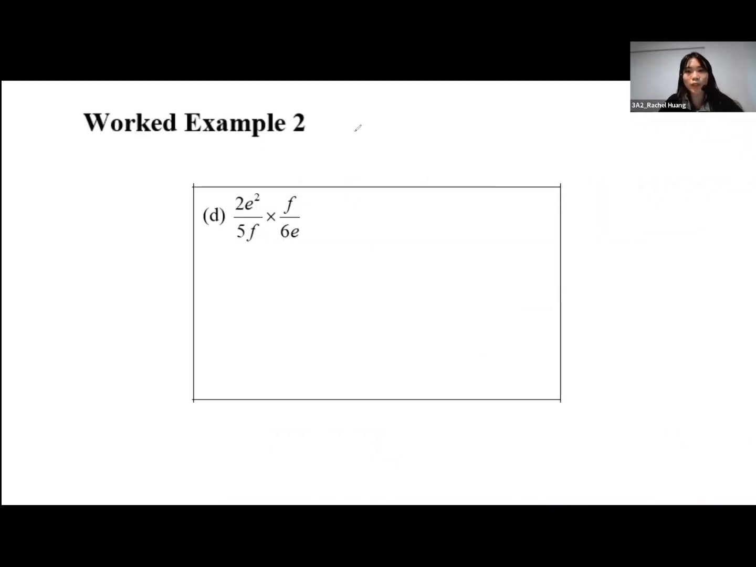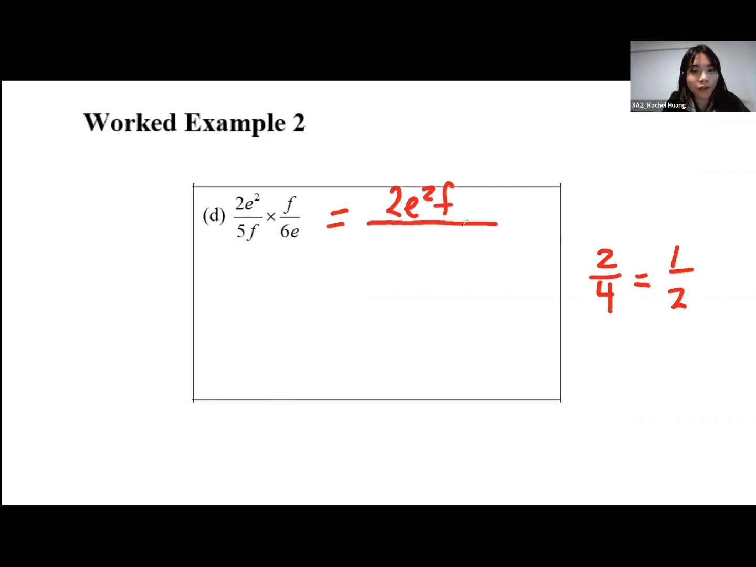Now, sometimes when you multiply algebraic fractions, you realize that it is not in the simplest form. Remember, fractions have simplest fractions. Just like 2 out of 4 is not the simplest fraction, it is actually 1 out of 2 that is the simplest form. So if we multiply everything together, like what we have learned, 2e squared f over 5 times 6 gives me 30fe. You will realize that this is not the simplest form of the fraction, so you are not done yet.